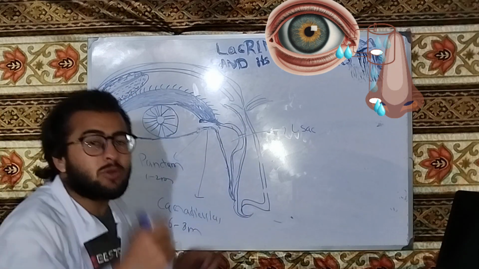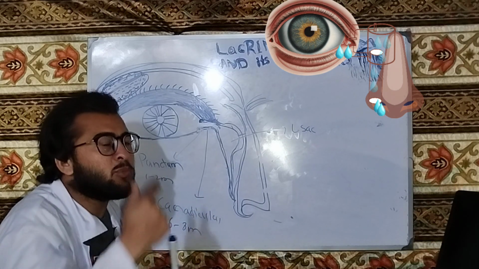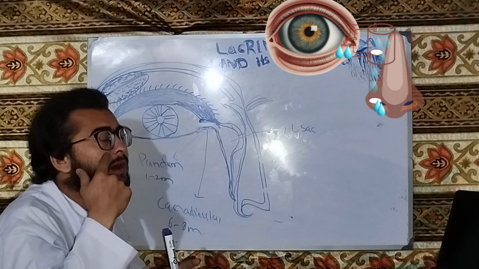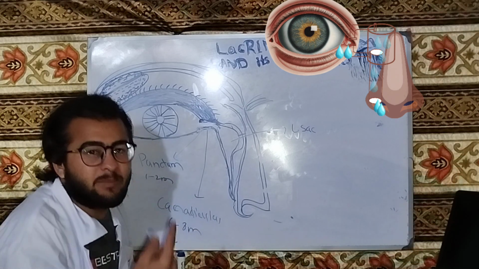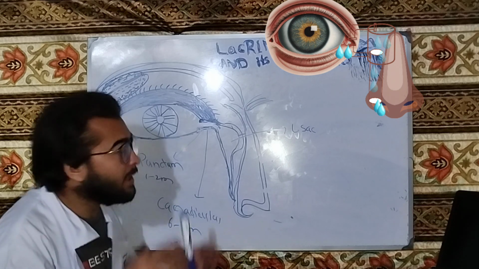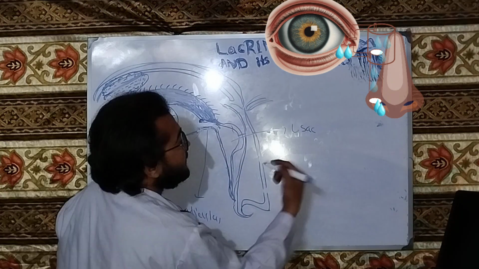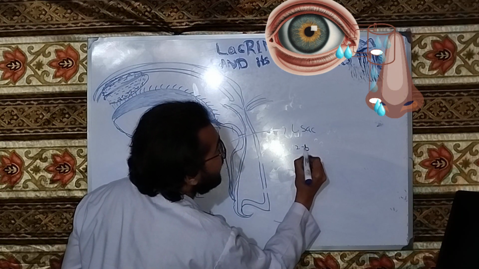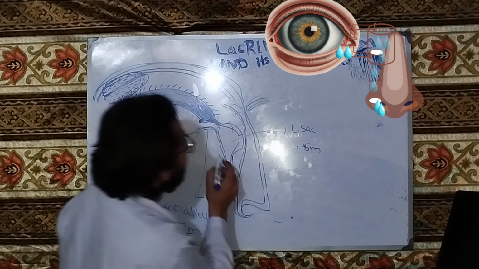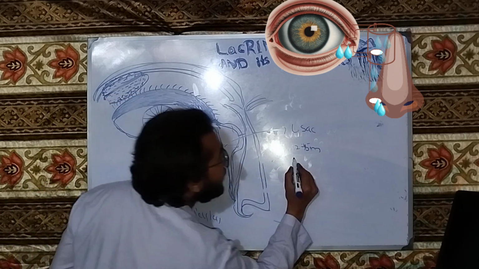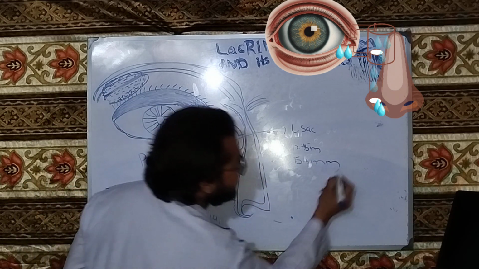The lacrimal sac is located in the lacrimal fossa, in the medial region of the orbit. The lacrimal fossa is formed by the lacrimal bone and the frontal process of the maxillary bone. They form the lacrimal fossa, in which we have the lacrimal sac. The sac is about 12 to 15 millimeters long, and about 5 to 6 millimeters in width.